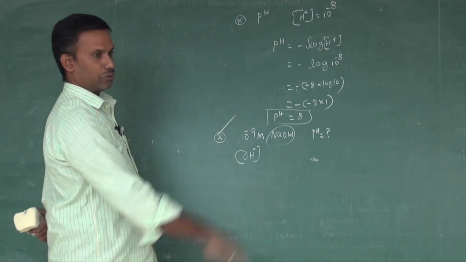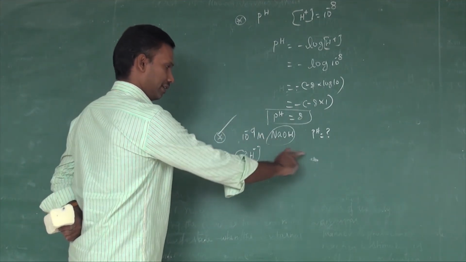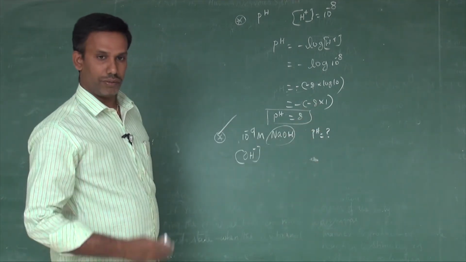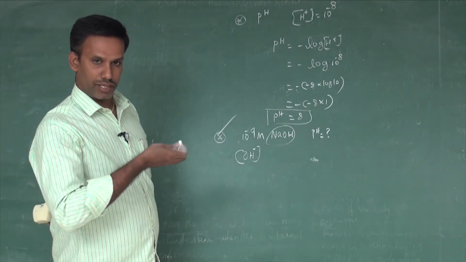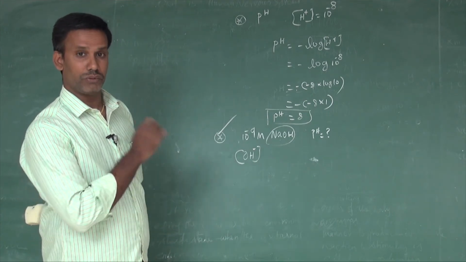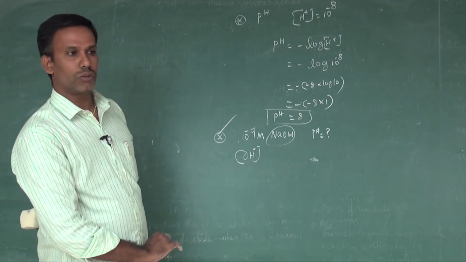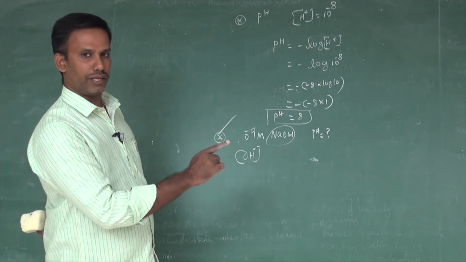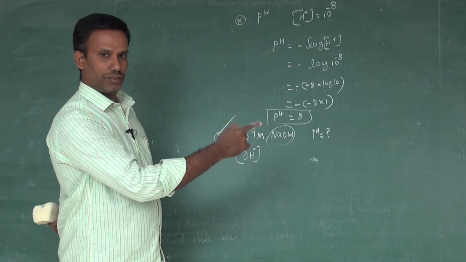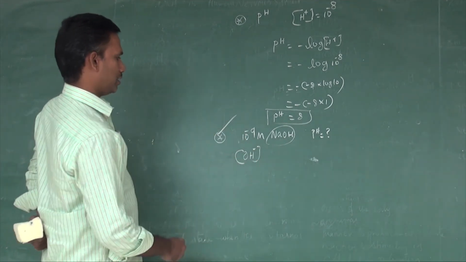The first two questions are the same model. See here, a basic substance is given. They are asking pH. When you apply it for a basic substance, OH minus ion concentration should be taken. As a result, you get pOH, not pH. But the question is pH. What to do? First you need to find the pOH. From the pOH, you need to calculate the pH. Okay, let us do that.